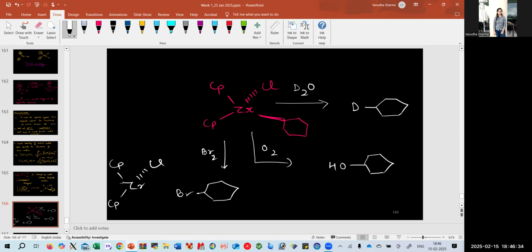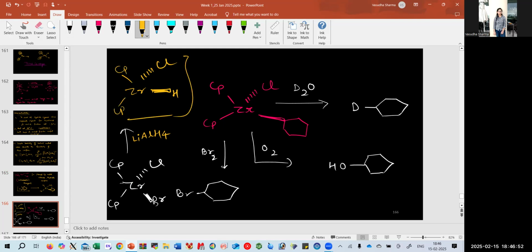One side is chlorine, another side is bromine. And when you are treating it with lithium aluminium hydride, it would form a hydride, but it would replace the bromine because of the strong bond between zirconium and chloride. So you would end up having this product. So you have to be careful which halide is going to be replaced by the hydride group.